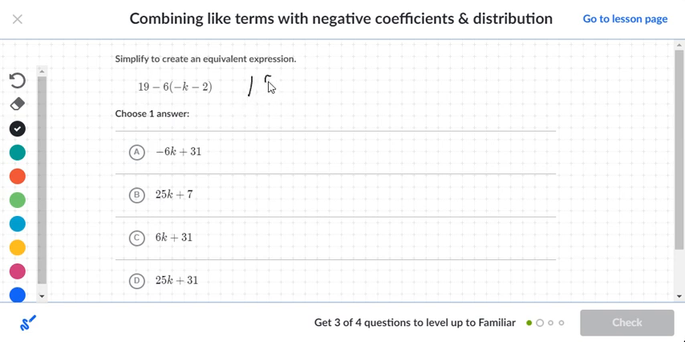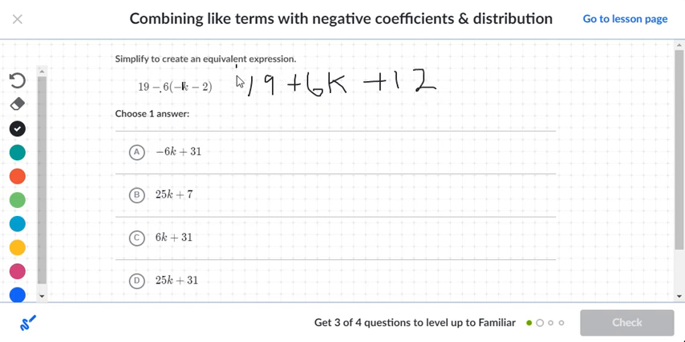So we're just going to say 19. Now these are like double. This is like a negative 6 and a negative 1. So that's going to be turned into a positive 6 with the letter K. Now we're going to take a negative 6 times the negative 2, so that does turn into a positive 12.